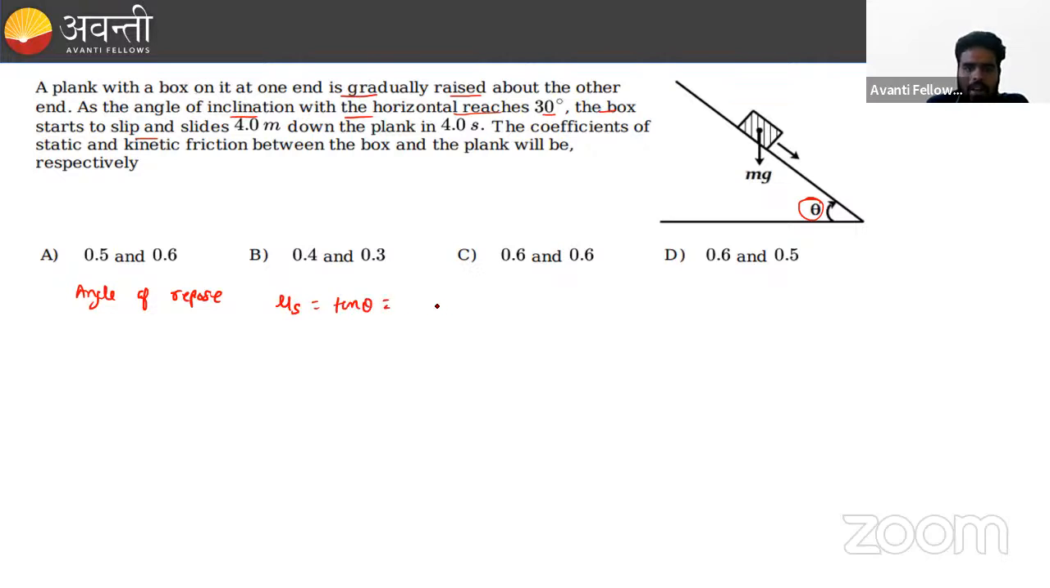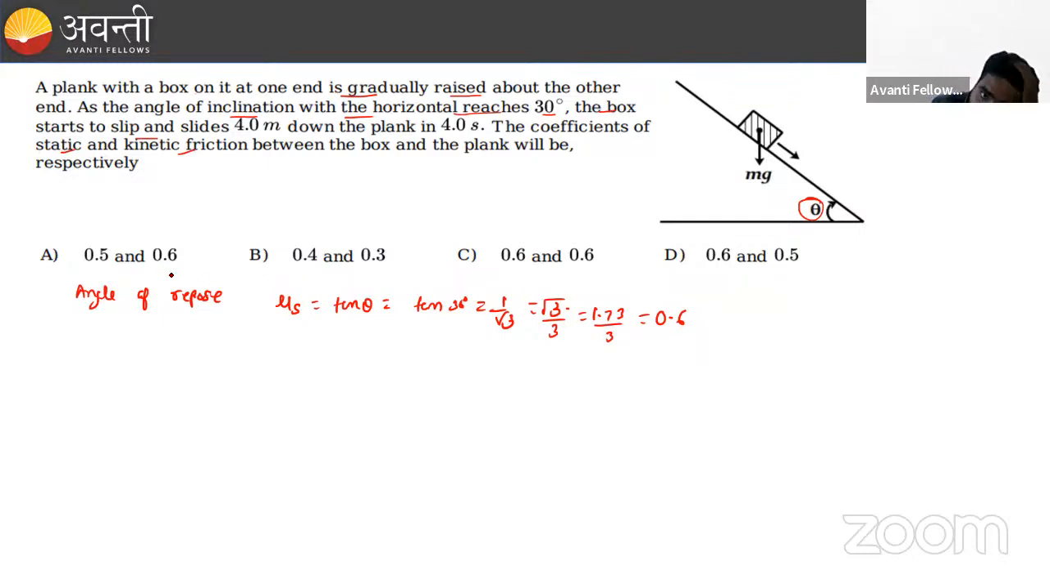The maximum value of static friction coefficient can be written as tan theta, and theta is here 30 degrees. This will become 1 by root 3. After solving this, we can say this is nothing but root 3 upon 3, and if we put this value here, we can say approximately 0.6. Correct. So what is the value of static and kinetic friction? We can say our first value must be 0.6.